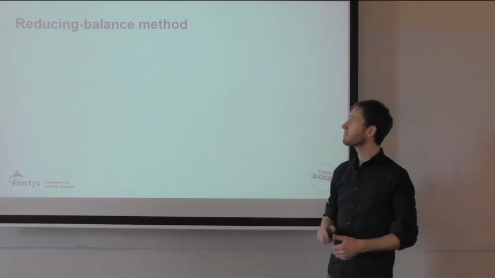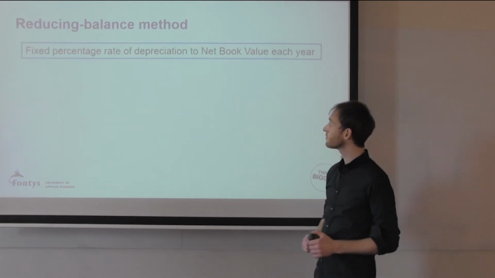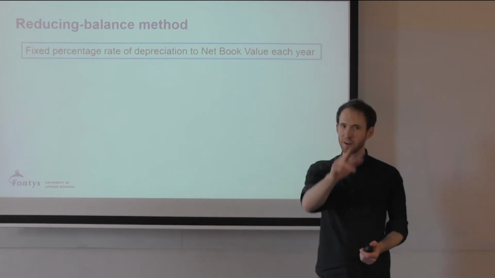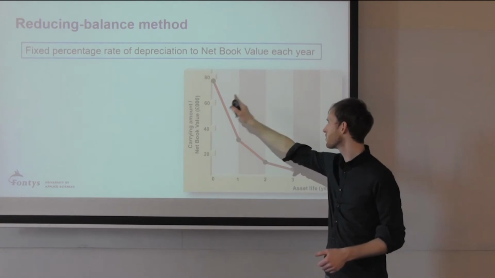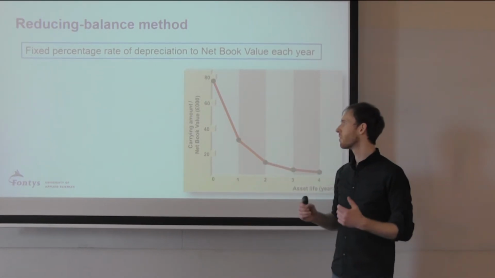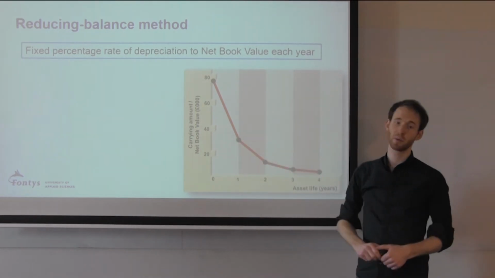Let's now look at the reducing balance method, which is a bit more complicated. It means that you have a fixed percentage of depreciation, which is applied to the net book value. So at the beginning, you have a higher depreciation, and then it slows down a little bit. So it looks like this. You have more depreciation at the beginning, and then less. And basically, the net book value goes down at the beginning quite quickly.